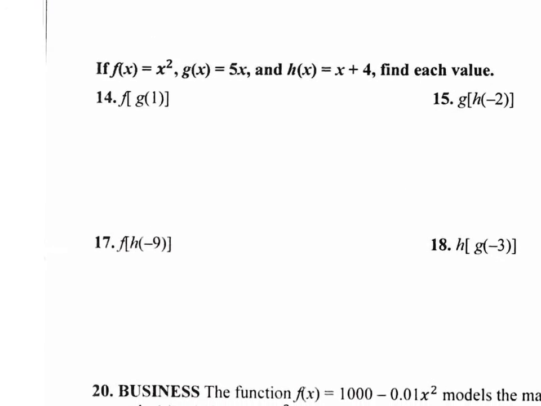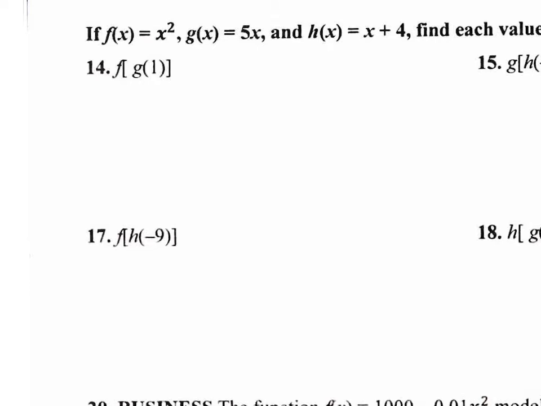All right, so let's jump to number 17. On this section, they give you three different functions, and you're supposed to use the ones that you're supposed to use, right? So right here, we're going to plug the negative 9 into the h of x function. So here's h of x, and I need to plug in a negative 9 right there.